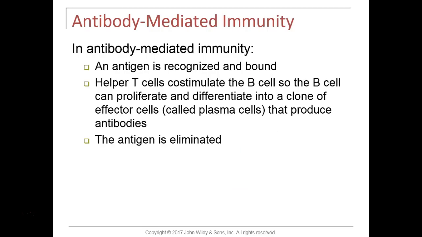Now, antibody-mediated immunity, or AMI, involves an antigen that is recognized and bound, first of all, by the B cell and helper T cells, and the helper T cells can co-stimulate the B cell so it can proliferate and differentiate into activated cells called plasma cells and also memory cells. So the activated B lymphocytes are called plasma cells. They produce antibodies that help eliminate the antigens out of the body. Now, antibodies don't kill or destroy anything directly. They just help eliminate it out of the body.